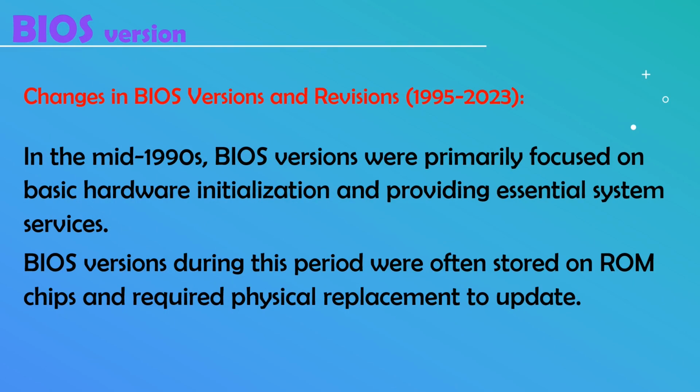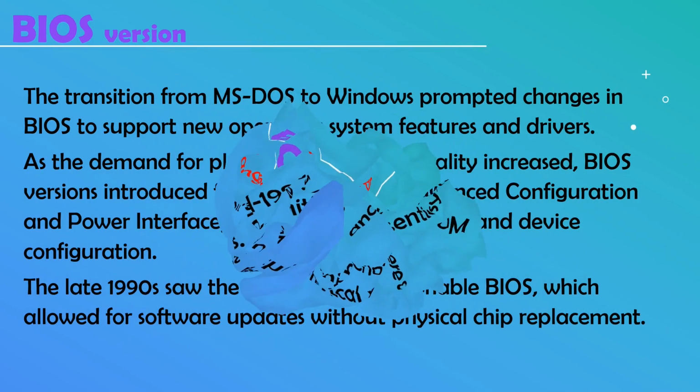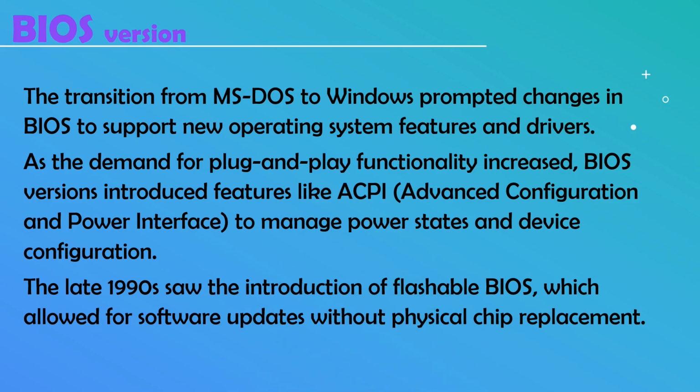In the mid-1990s, BIOS versions were primarily focused on basic hardware initialization and providing essential system services. BIOS versions during this period were often stored on ROM chips and required physical replacement to update. The transition from MS-DOS to Windows prompted changes in BIOS to support new operating system features and drivers.